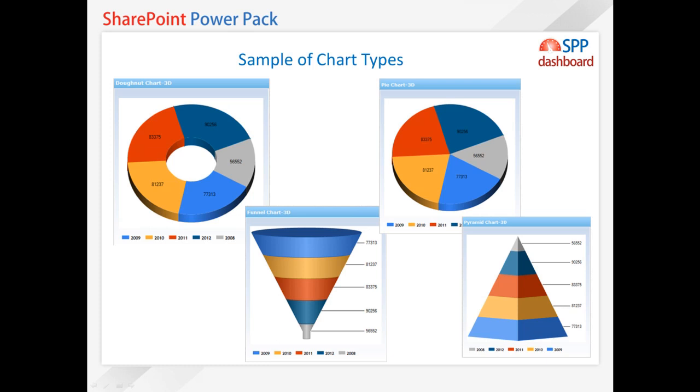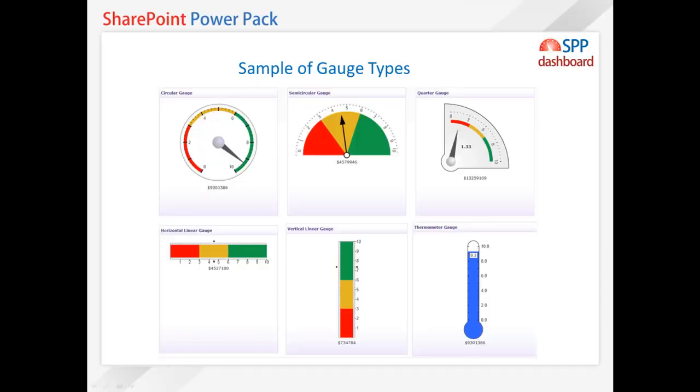Here are some sample chart types. You can create 2D and 3D charts with SPP Dashboard. Here are some gauge types that you can create using SPP Dashboard. You can create circular, semicircular, quarter, horizontal linear, vertical linear, and thermometer.